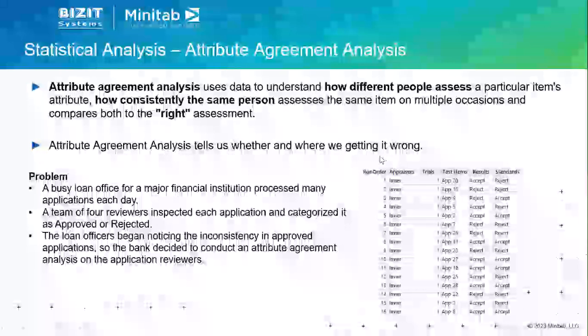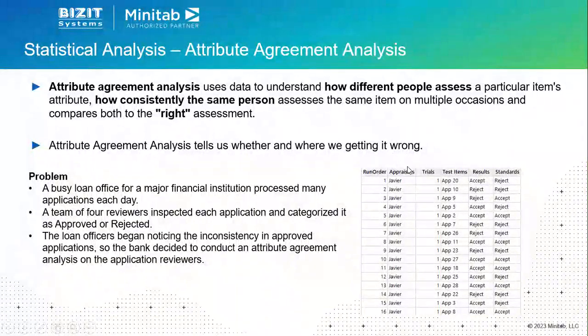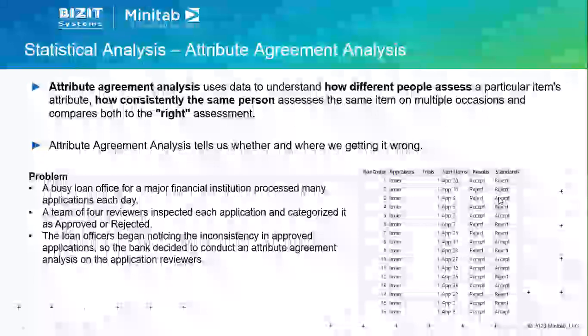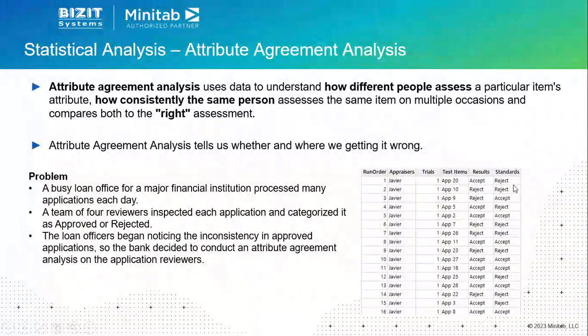For this case, they provide the run order and the appraiser. They have 4 appraisers, or 4 reviewers of the loan, and then a loan staff, and then they provide the result. The result can be accept or reject, and of course they have a comparison with the standard here. So if you have this kind of data set or this kind of issue, you can use the attribute agreement analysis.